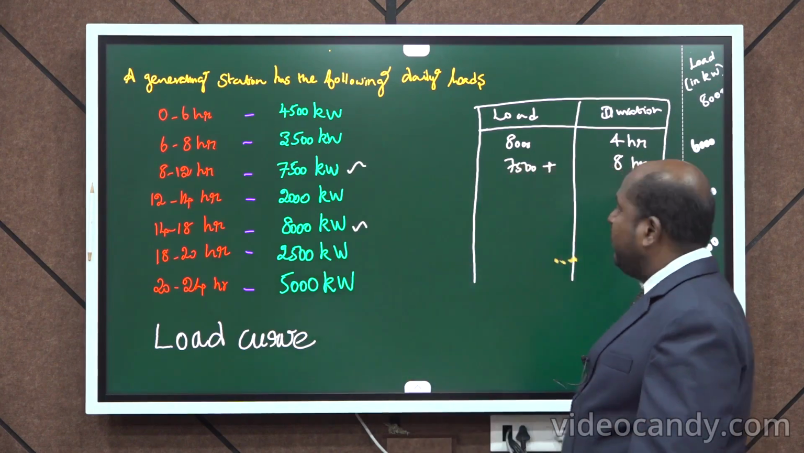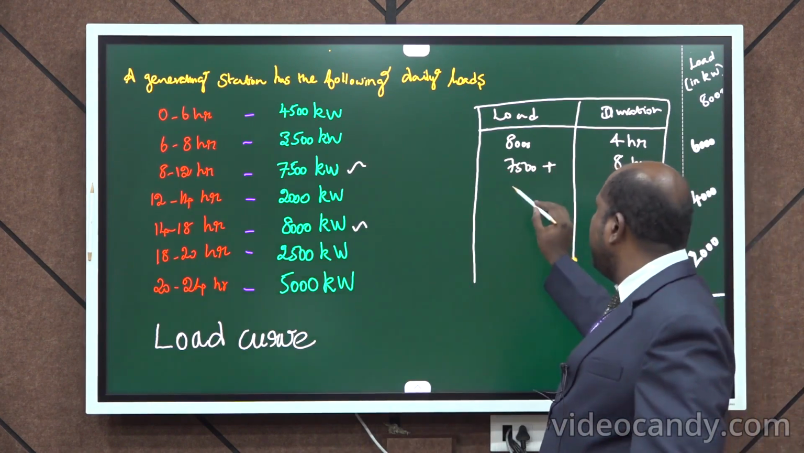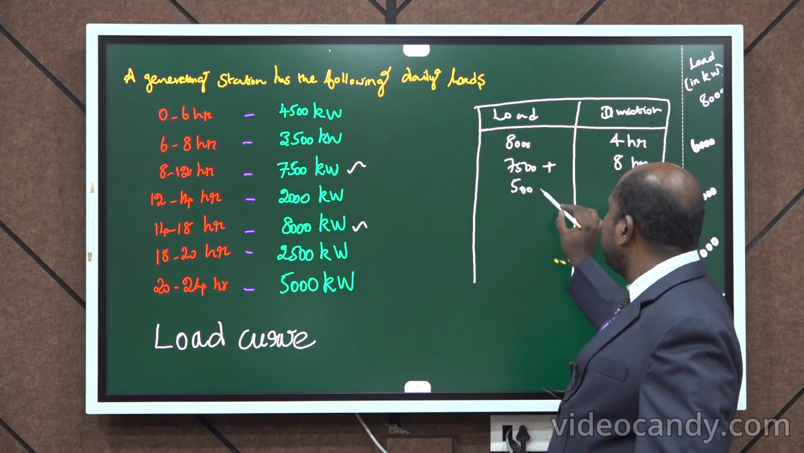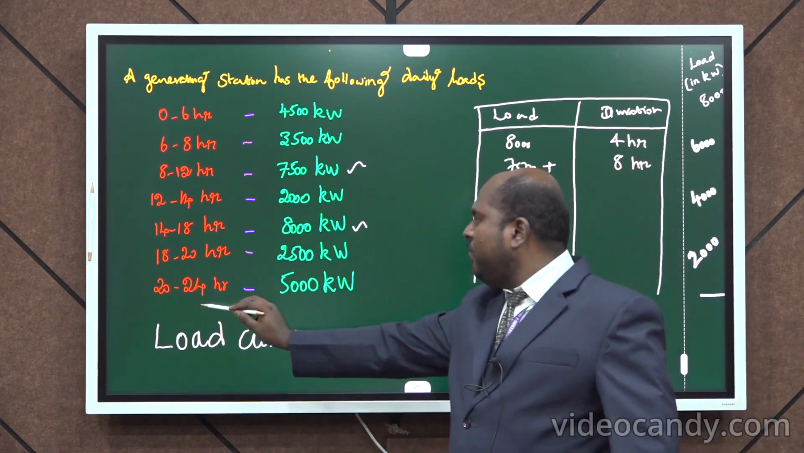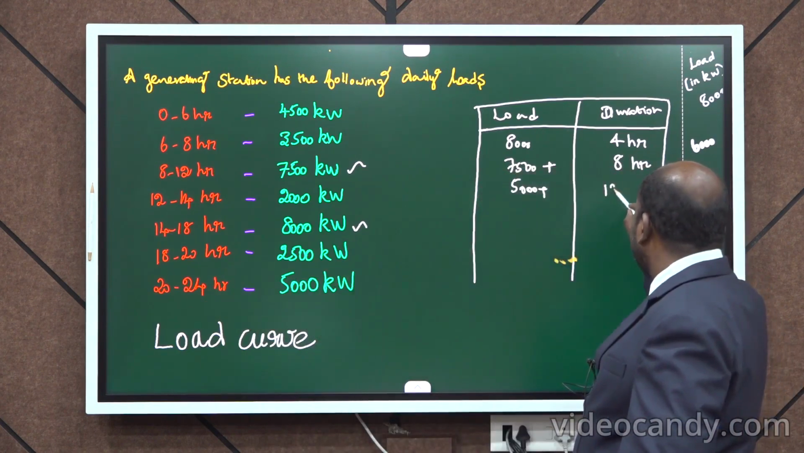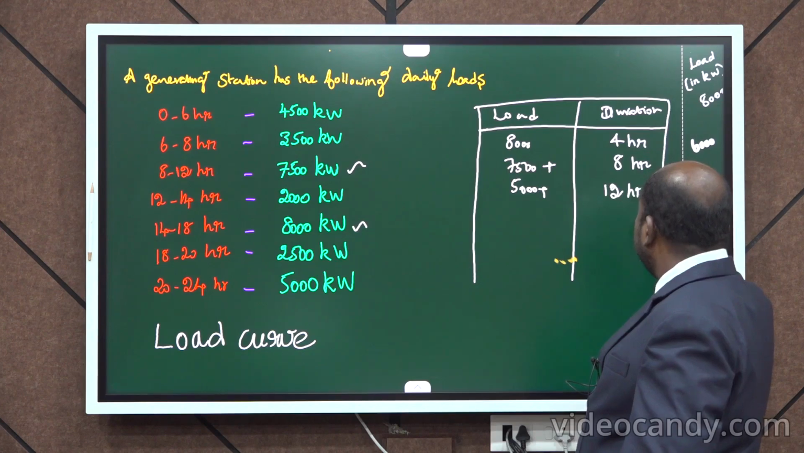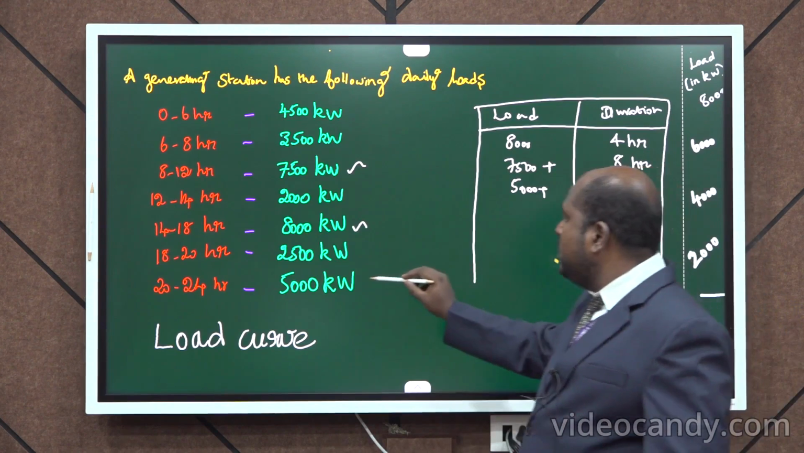So next 5000, I think the next option is 5000. Here 5000 plus. So 5000 means here we are having a 4 hours followed by the 8 hours. So it's going to be 12 hours. So going to begin this way. So 5000 is over now.